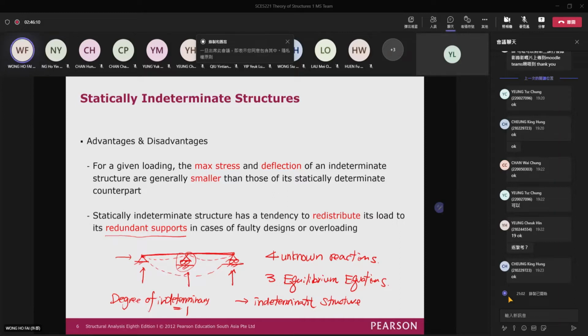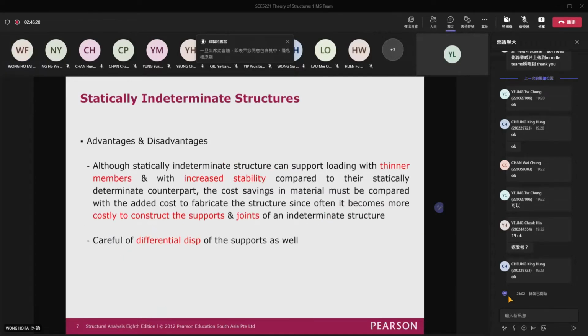But as a structural engineer, we always want the structures to be indeterminate. I want to put more support in the structure to make it more stable and safe, right? So for the indeterminate structure, the member thickness can be thinner, and the stability can be higher. So we always want to have the so-called indeterminate structure.